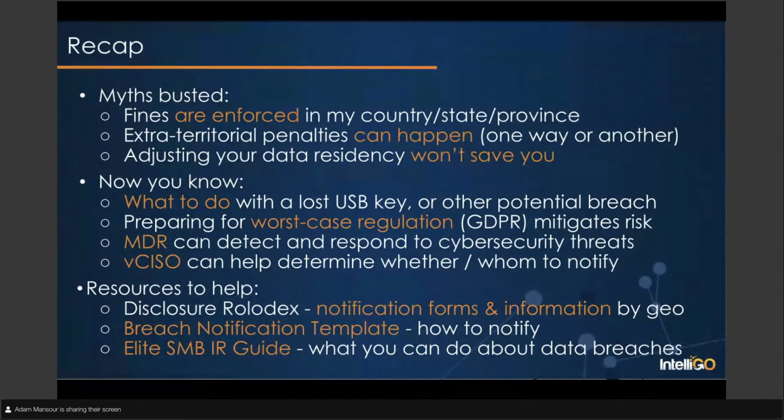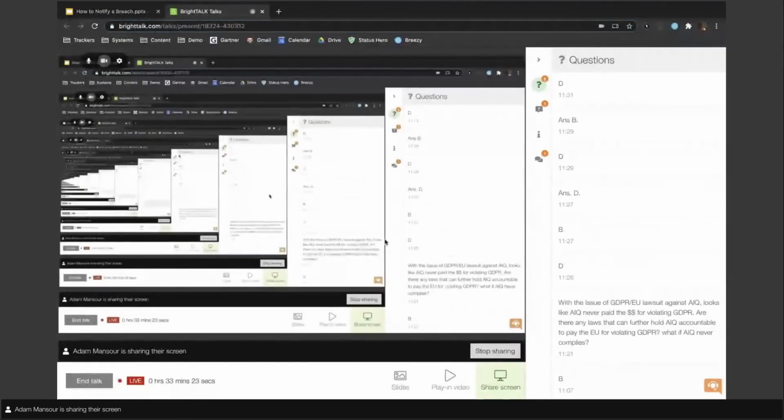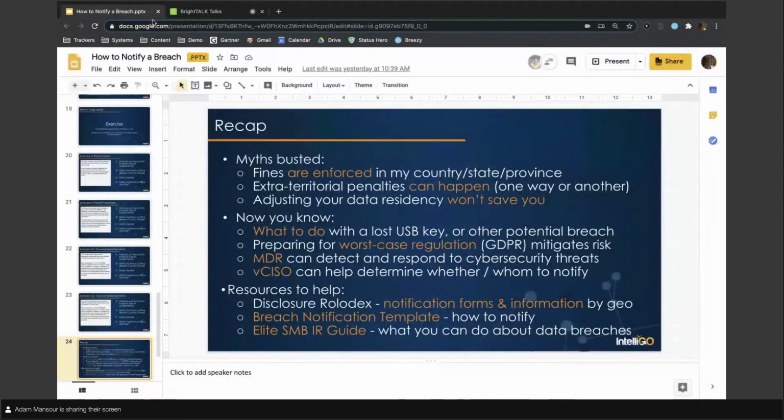What you should do if you lose a USB key, or have a potential breach, is prepare for the worst case scenario with GDPR. Walk through this kind of thing, look at services like MDR, look at services like vCISO as part of MDR, and see if that is something that can help you.